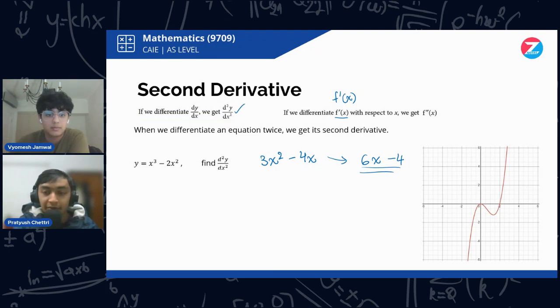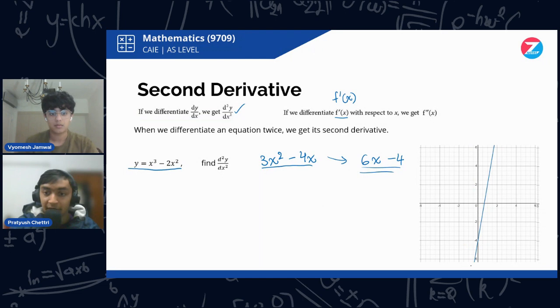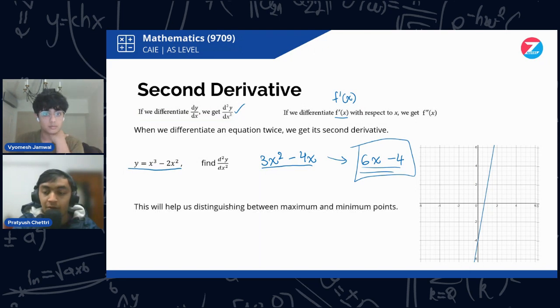So here's a little graphical representation. If this was our first curve, this curve here, then the first derivative looks like this curve. And then our second derivative just becomes a line, as we can see with this linear. Okay, that's all for the second derivative.